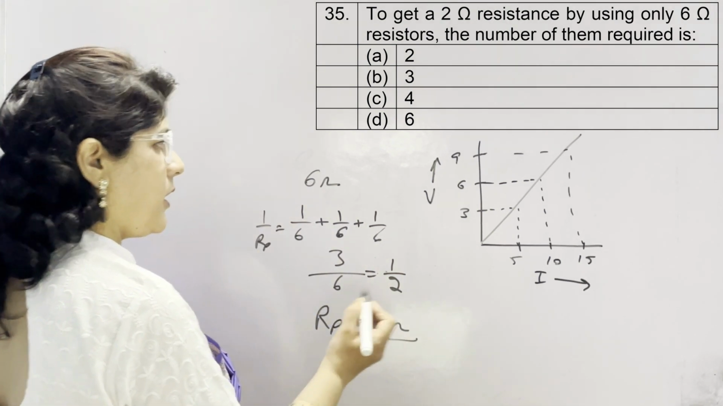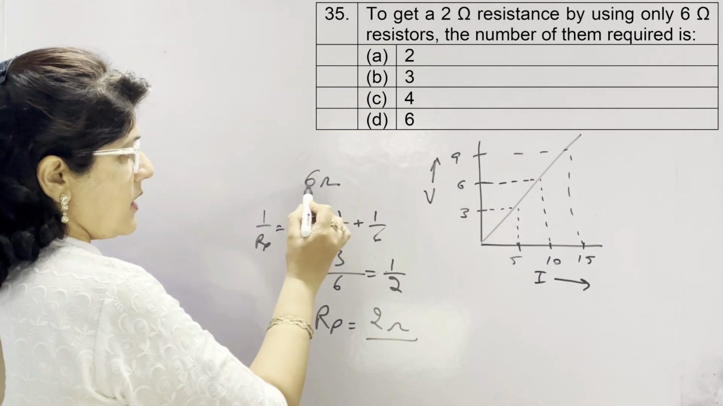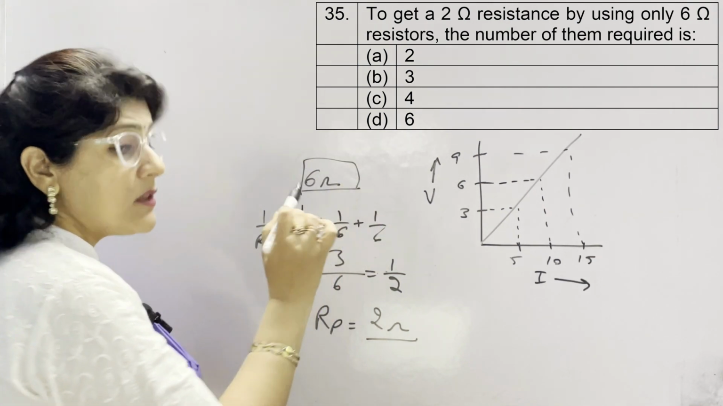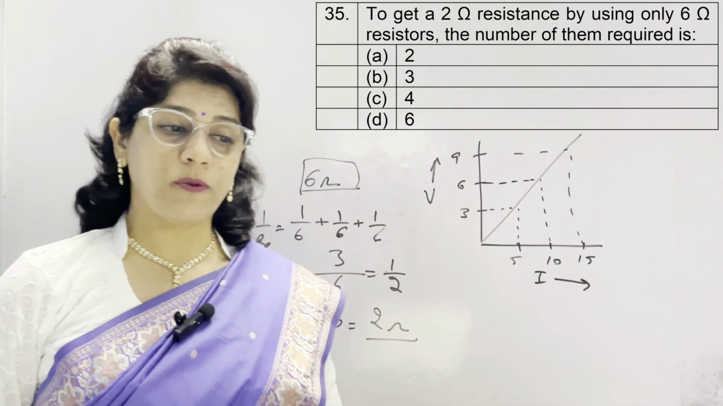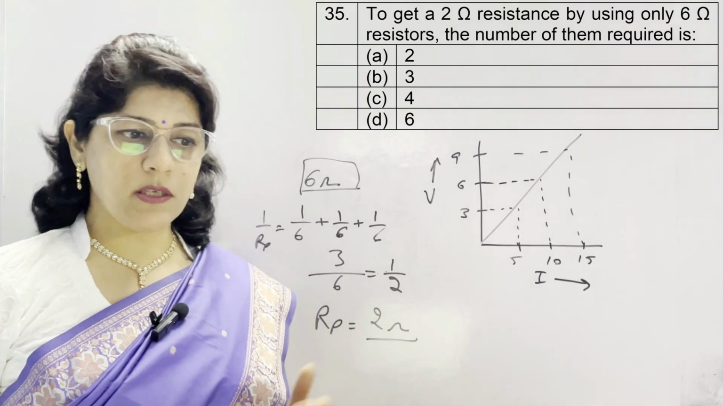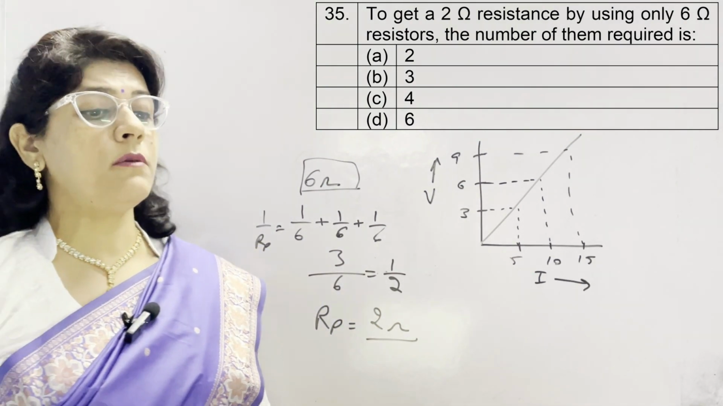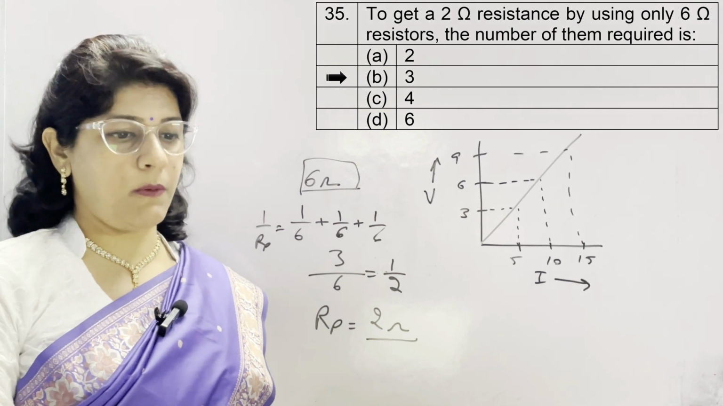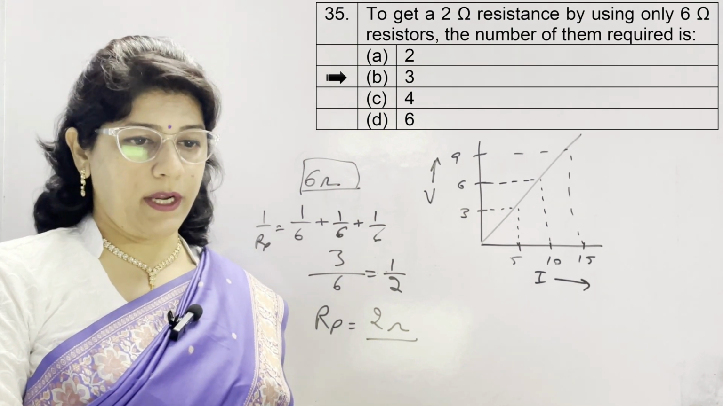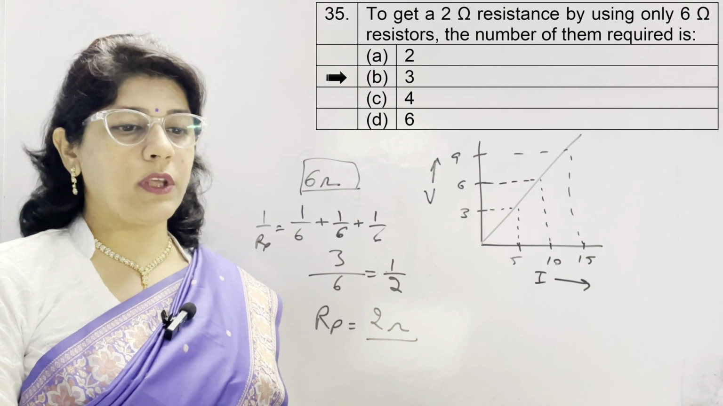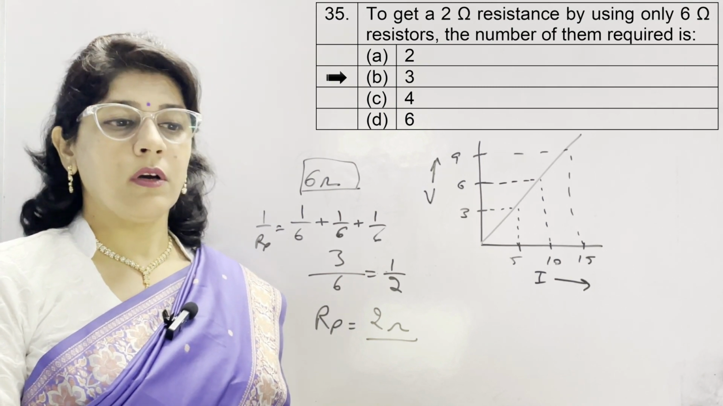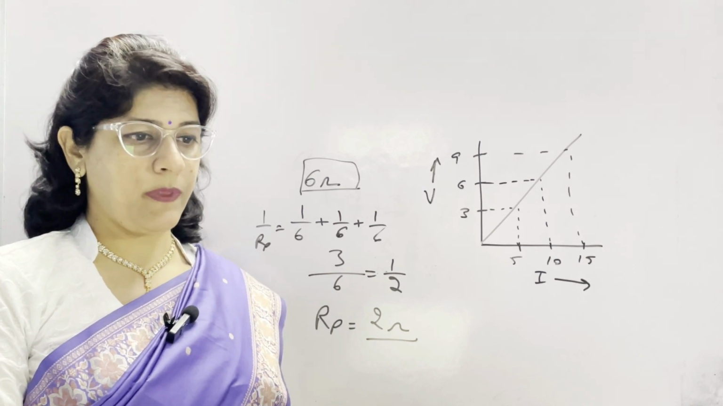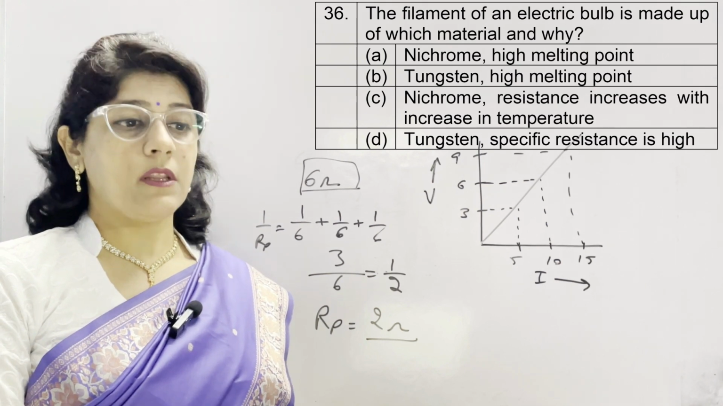सो ओवरऑल ये 1/Rp का आंसर है, ओवरऑल रेजिस्टेंस Rp कितना हो जाएगा, 2 ओम हो जाएगा. कब हुआ जब हमने कितने रेजिस्टर्स यूज किए हैं पैरेलल कॉम्बिनेशन में 6 ओम के 3 रेजिस्टर्स यूज किए हैं. ऑप्शन नंबर A is 2, B is 3, C is 4 and D is 6 and option B is correct which is 3 resistors. जब हम 3 resistors 6 ohm के connect करेंगे parallel में तो उनकी overall resistance जो है वो कितनी आ जाएगी, 2 ohm आ जाएगी.